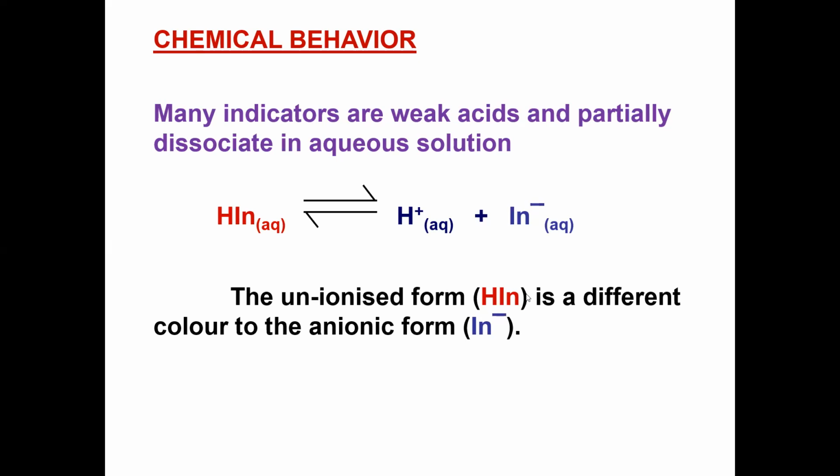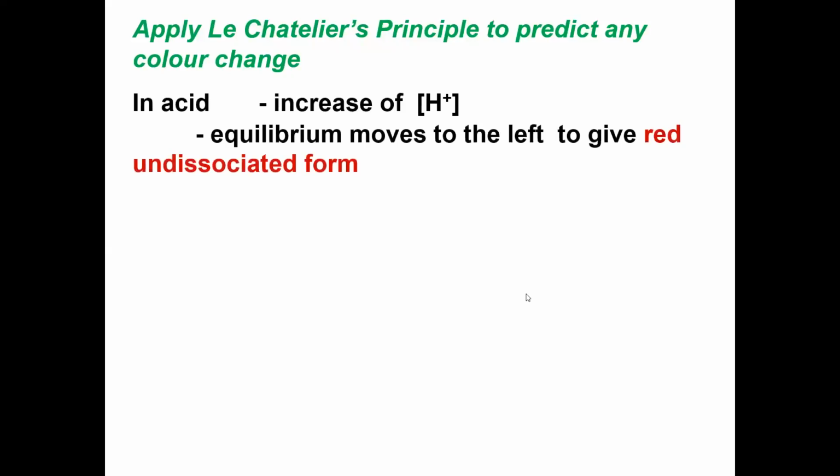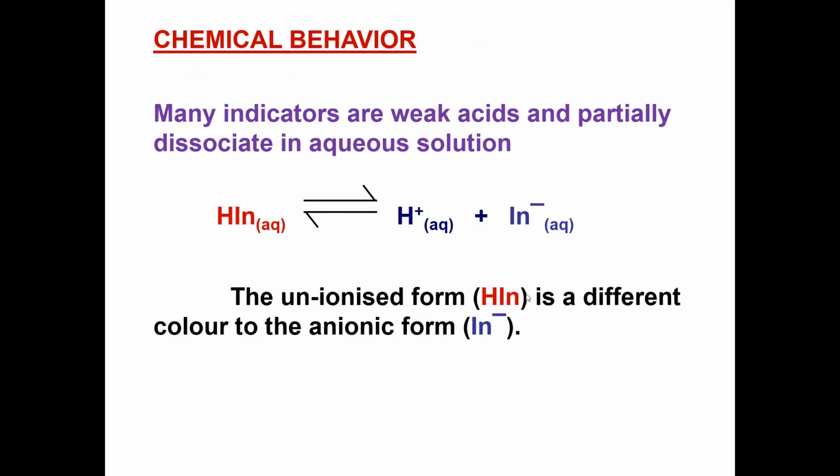So in acid, increase of H plus, equilibrium will shift to the left. Look at this equation. If I add an acid in titration, either you are adding an acid or you are adding an alkali. So if I add an acid, equilibrium will move to the left.